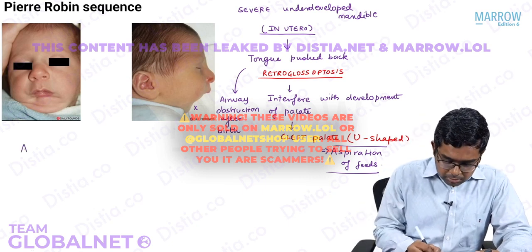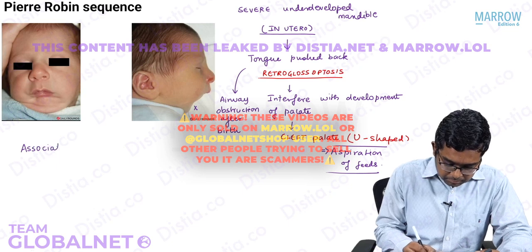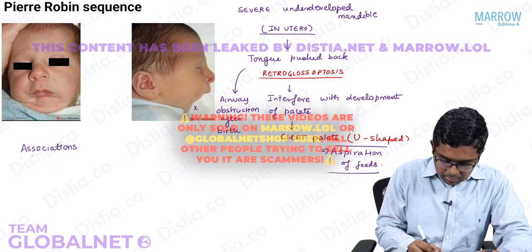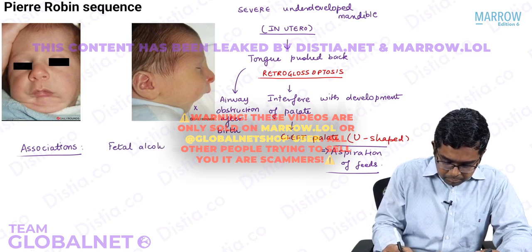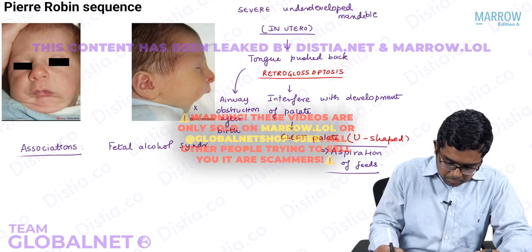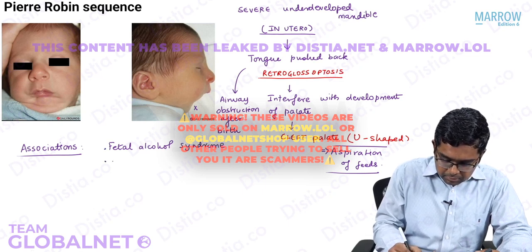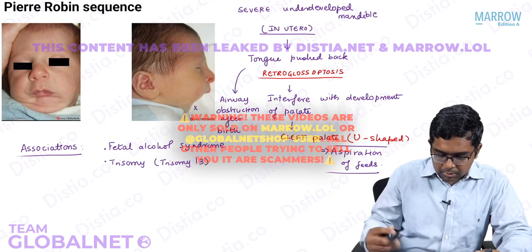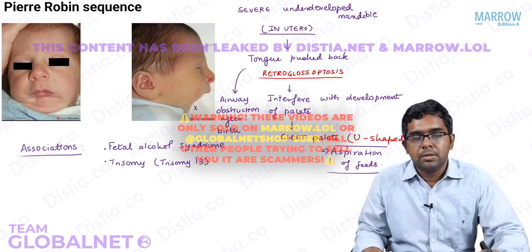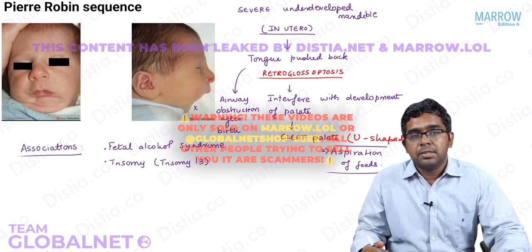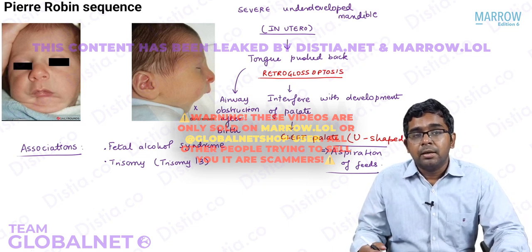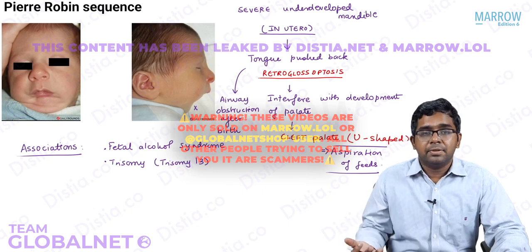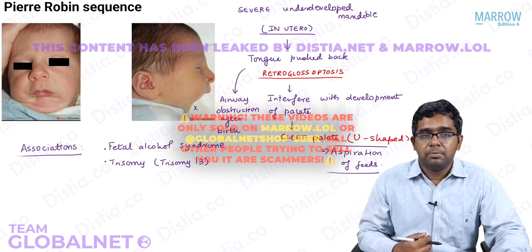Okay, and you should know some important associations of this condition. Fetal alcohol syndrome is an important association. And one more important association is with the trisomies, especially trisomy 13, which is an important association with Pierre Robin sequence. Even in the previous condition which I discussed, that is Treacher-Collins syndrome, if the mandible becomes severely affected, then also the child can go in for Pierre Robin sequence.